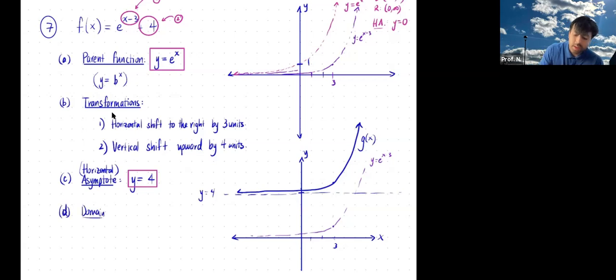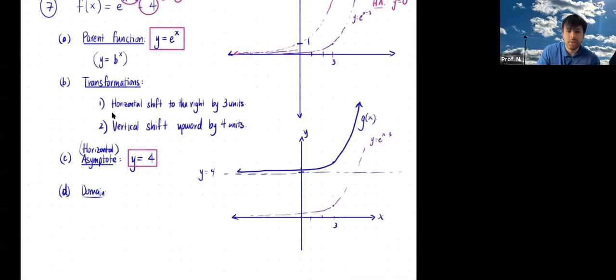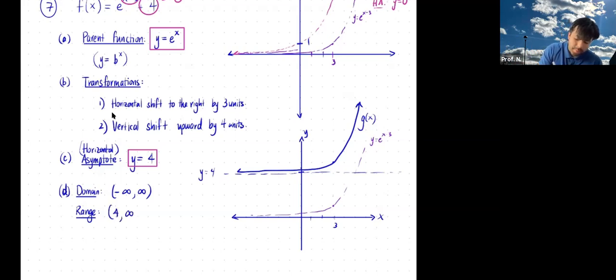So the domain for this exponential function, as you can tell, hasn't been changed. Even if I shift it to the left or to the right, or if I shift it up or down, the domain still remains negative infinity to positive infinity. And then what's the range? The range is everything above the asymptote. So it's going to be from 4 to positive infinity.